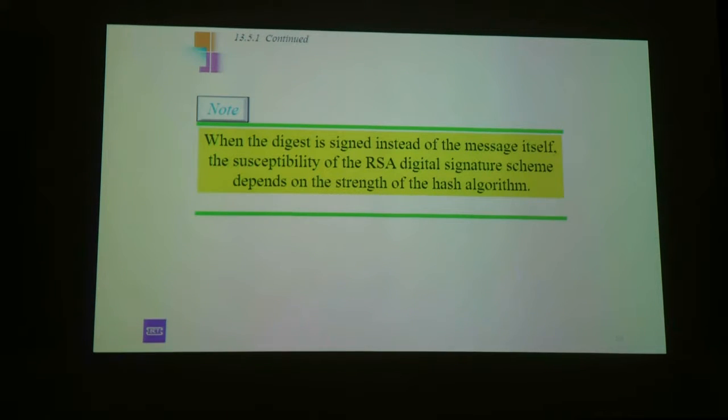So when the digest is signed instead of the message itself, the susceptibility of the RSA digital signature scheme depends on the strength of the hash algorithm. The stronger the hash algorithm, the better.